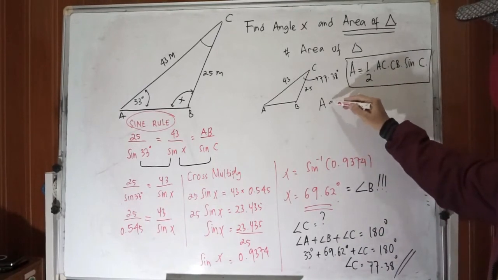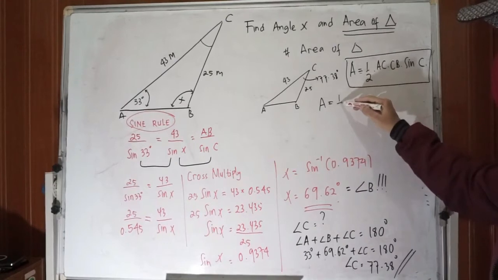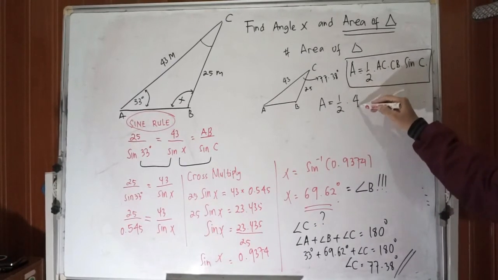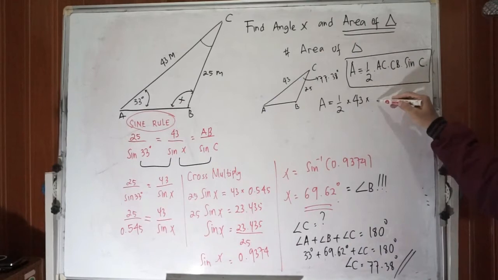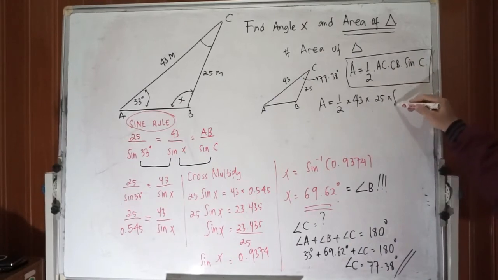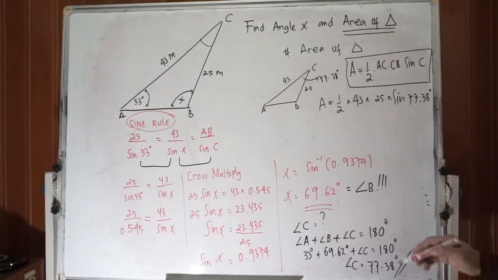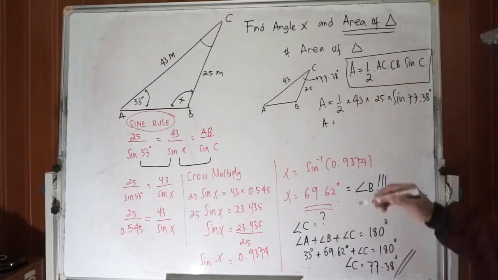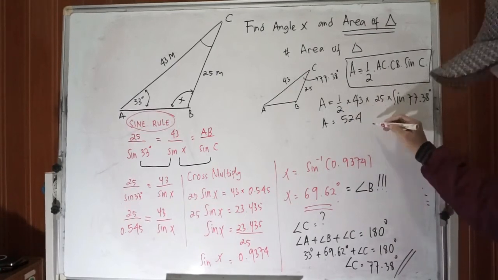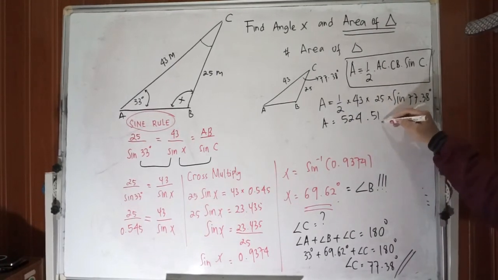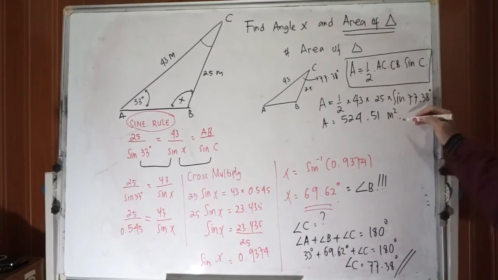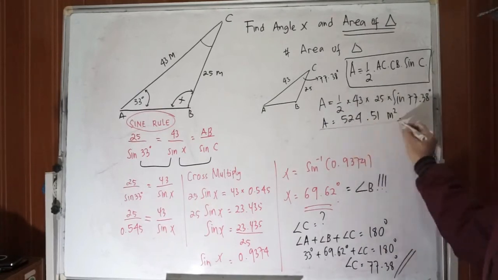So the area is a half times 43 times 25 times sine 77.38 degrees. By using the calculator, the area of the triangle is 524.51 meter square. That's very easy. So this is the area of the triangle.